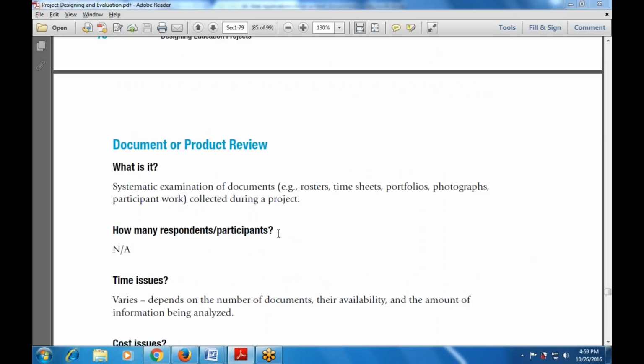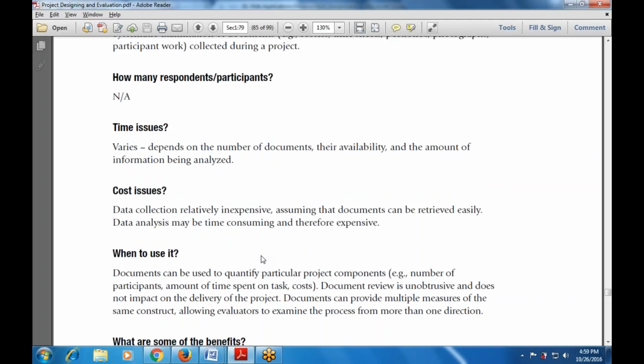So we have finished with the document review, we have finished with the concept map. What is document review? How many respondents or participants are available? What is the time issue? What is the cost issue? When to use it? What are the benefits? What are the limitations?